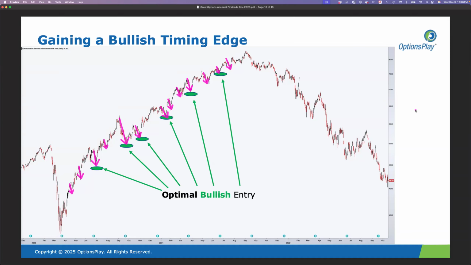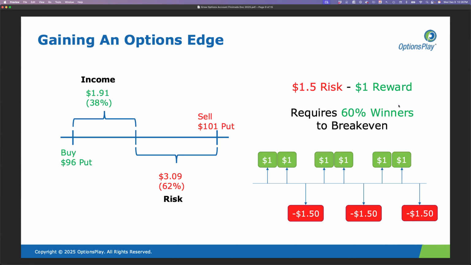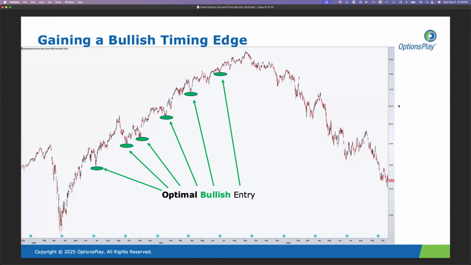So that is really how you want to truly become a better trader. If you're trying to optimize your ability to grow your account quickly and consistently, you want to do both aspects as well as possible. The first step is gaining an edge on the options trade, and then you want to try to gain an edge from a timing perspective.